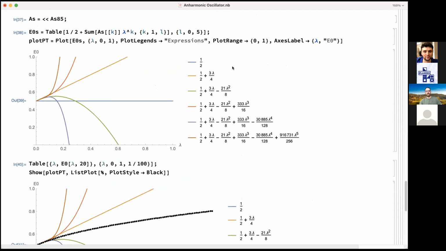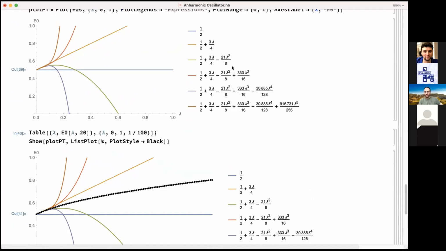I think everyone. Are strong coupling expansions any better? Sorry, can you repeat the question? I was wondering if strong coupling expansions are any better.